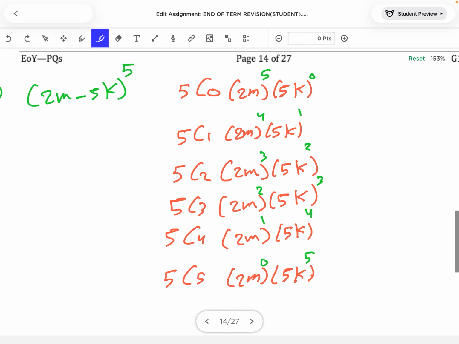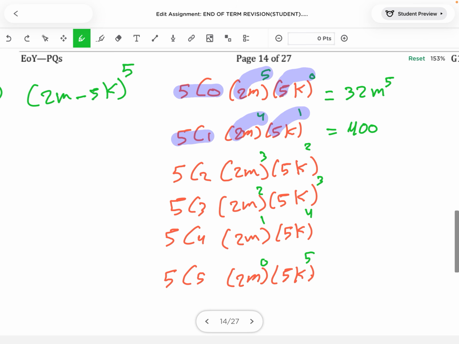Now the idea with the calculator. What should I calculate? 5 combination 0, 2 to the power 5, 5 to the power 0. All these should be multiplied by each other to get 32 m to the power 5. Same story, 5 combination 1, 2 to the power 4 times 5 to the power 1. You will get 400 m to the power 4 k.